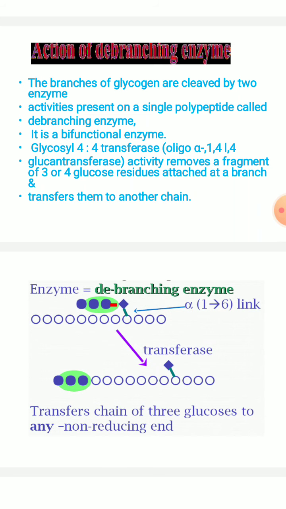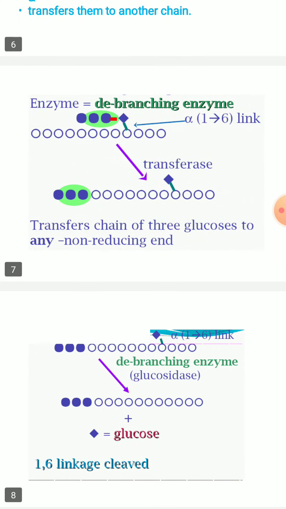You can see that particular chain of 3 glucose residues is transferred to any non-reducing end, not to the reducing end. Only at the non-reducing end do they have the capacity to transfer the 3 to 4 glucose residues by the transferase activity of the enzyme. That's why we call it bifunctional in nature: two activities done by the same enzyme.